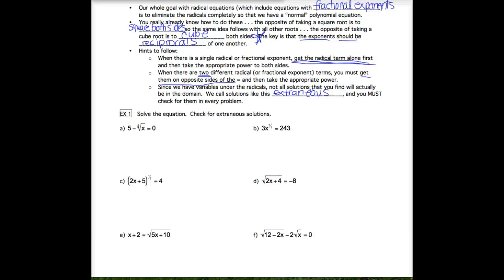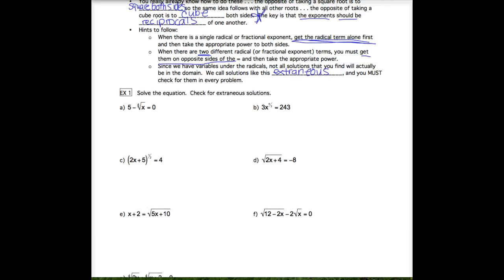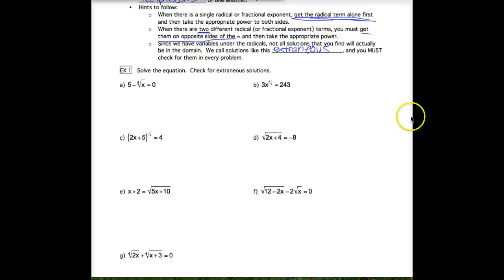All right, so let's jump right in and see what we can do here. So in this first one, in A, we have just a single radical. So that means we're going to follow our first little bullet point here. If there's just one radical, we get the radical term alone first. So that means I'm going to move this radical over to the other side. So add 4th root of x on both sides of the equation, so that these will cancel, and I've got 5 equals 4th root of x. So I got the radical term alone.